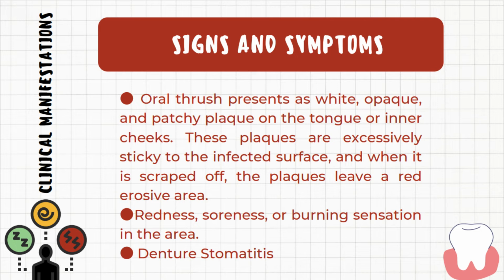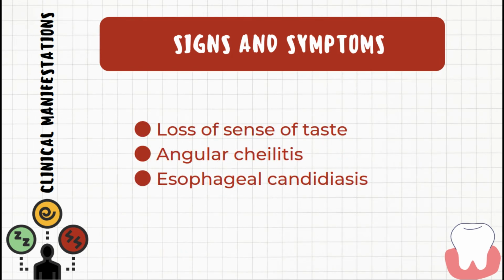Some observations in the area are redness, soreness, or a burning sensation that may be intense enough to cause difficulty in swallowing. The third one is denture stomatitis. In this localized infection, there is a high concentration of candida. There are signs of redness, inflammation, and discomfort underneath the dentures. Denture stomatitis is also frequently termed denture sore mouth and prosthetic stomatitis. The signs for oral candidiasis are loss of sense of taste, angular cheilitis, and esophageal candidiasis.